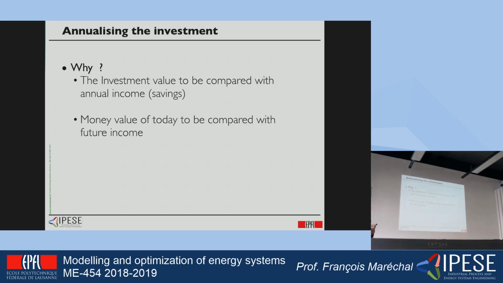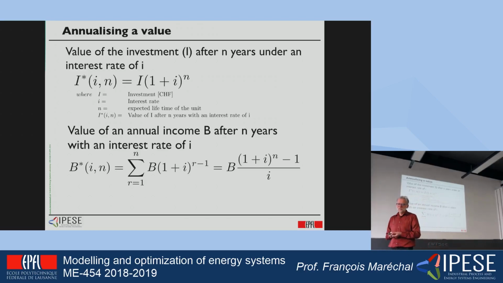And in order to do this, what we are going to do is, as we say, annualize the cost. And to annualize the cost, what does it mean? It means that, let's assume that I'm investing today a certain amount of money that I'm putting in a bank with an interest rate of i for a certain number of years. Then I know that after n years, I will have the I star here, which is the amount of money that I would have obtained if I placed this amount of money in the bank at a given interest rate.